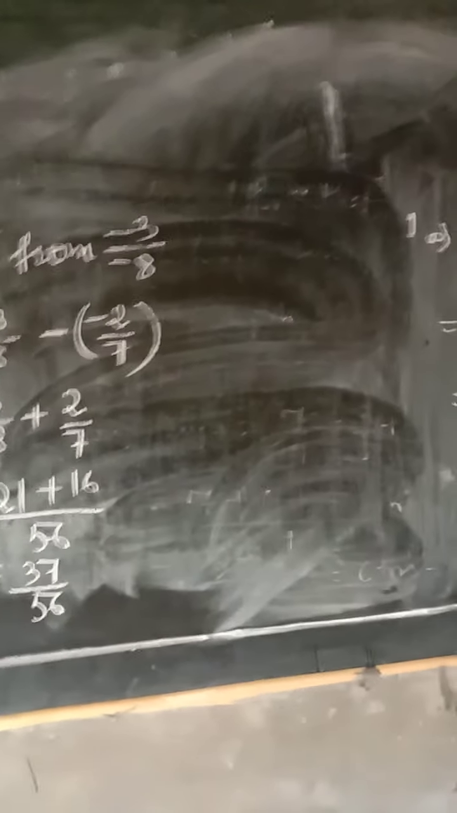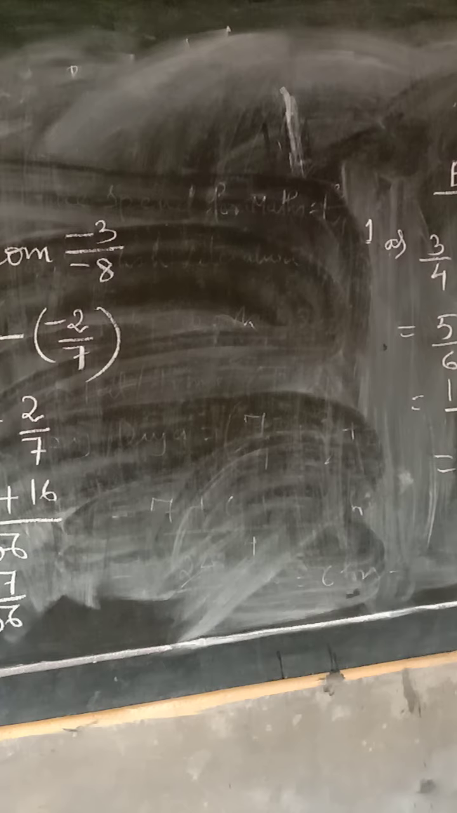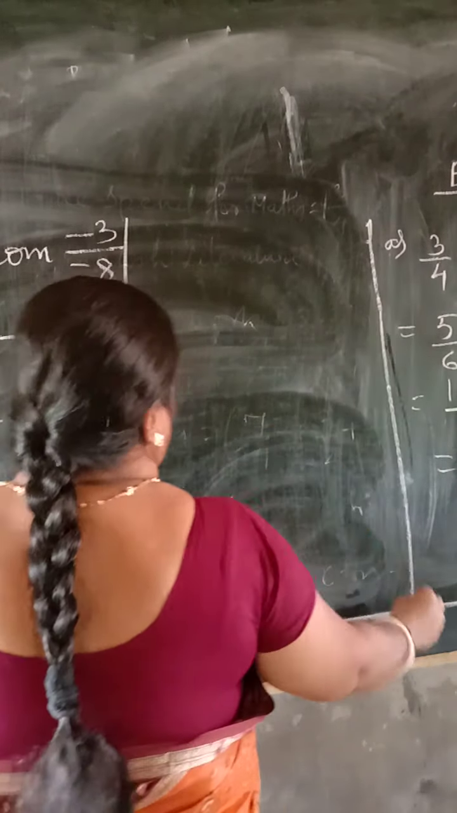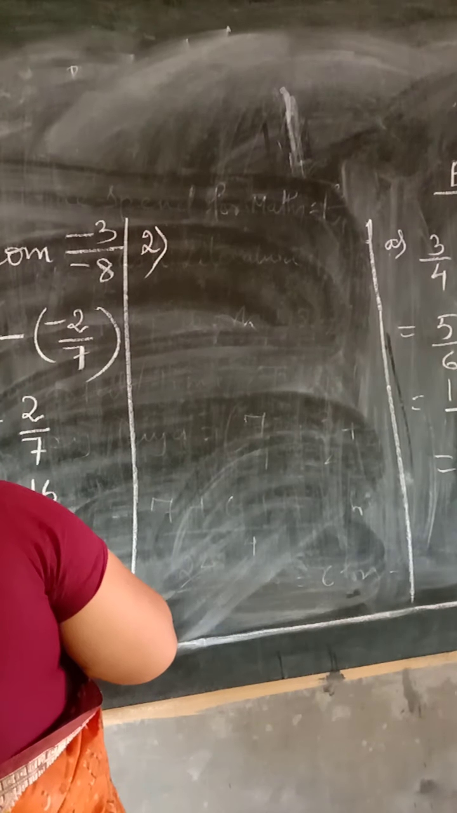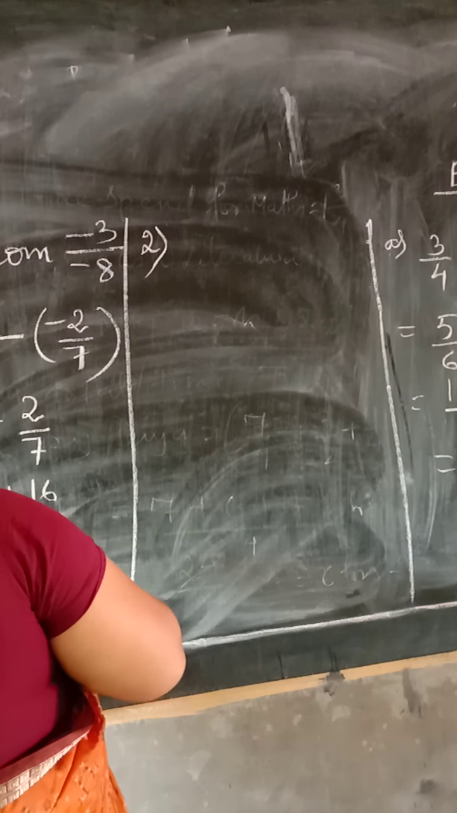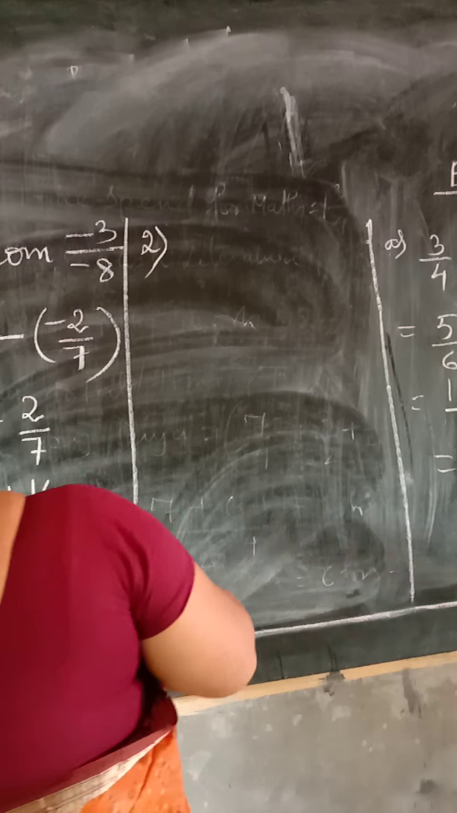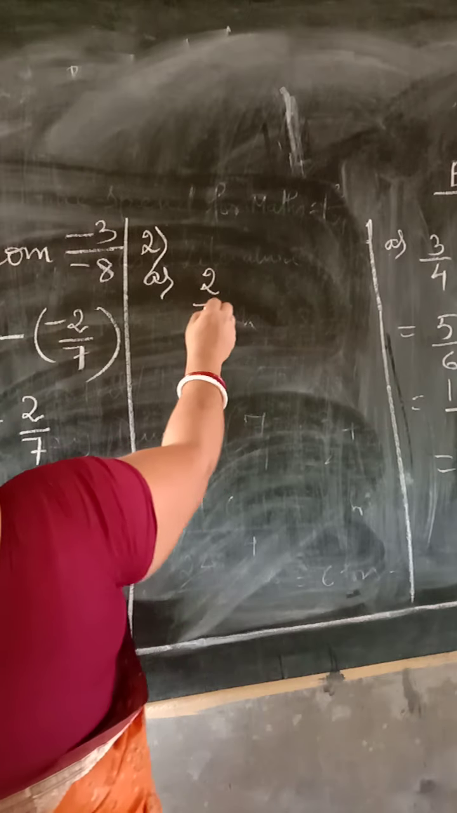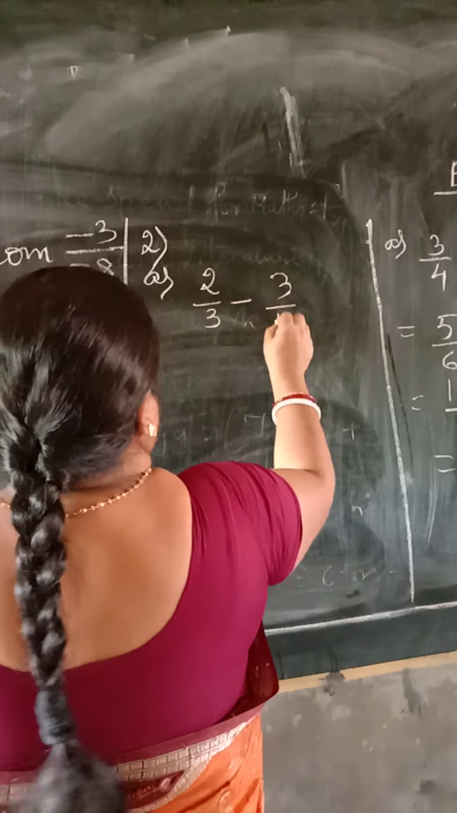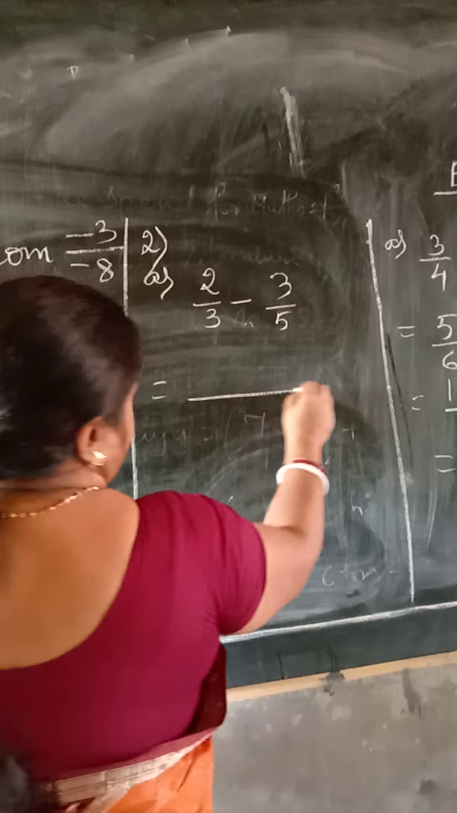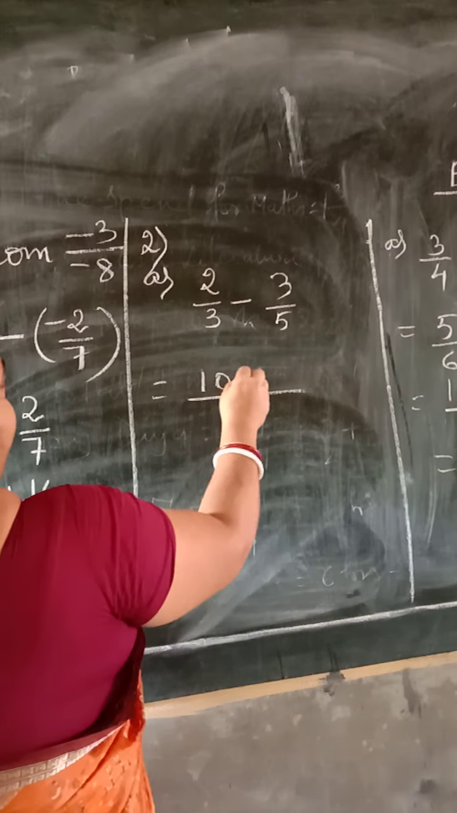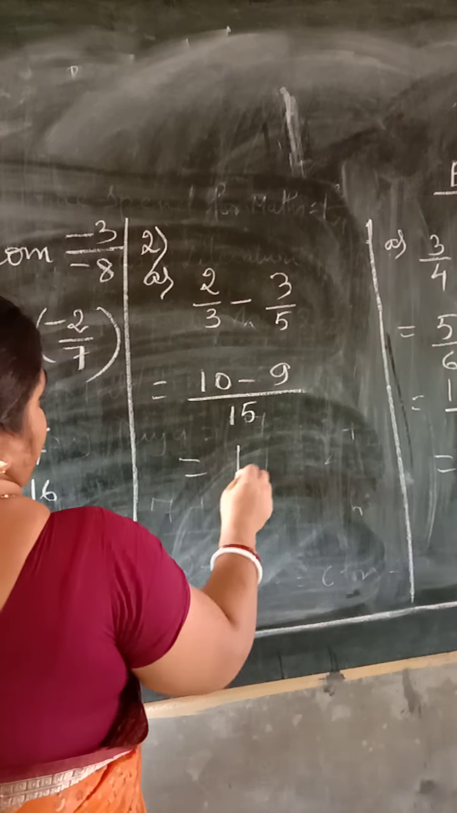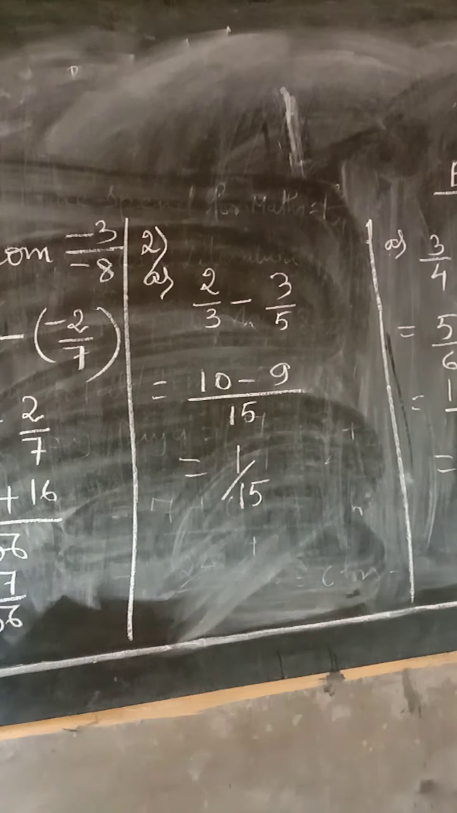Question number 2, in the same way we have to do. Simplify. It's the same thing what we have done now. Number A, 2 by 3 minus 3 by 5. So the answer is 15, 10, 5 3s are 15, so 3 3s are 9, 1 by 15. Okay.